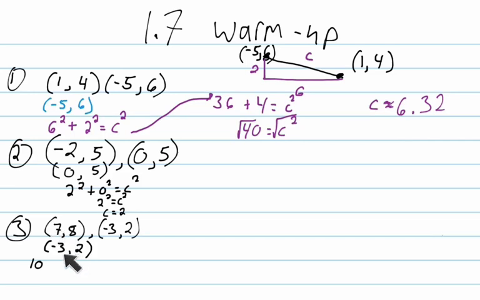Anyway, so the distance between 7 and negative 3. Remember, it's a subtraction idea. Distance is a subtraction and then the absolute value of that. So 7 minus a negative 3 would be 10. 8 minus 2 would be 6. And we've got to square them. That's what the Pythagorean theorem tells us to do. 10 squared is 100. 6 squared is 36. When I add them together, I end up with 136. And I'll need to square root that to find what c is.